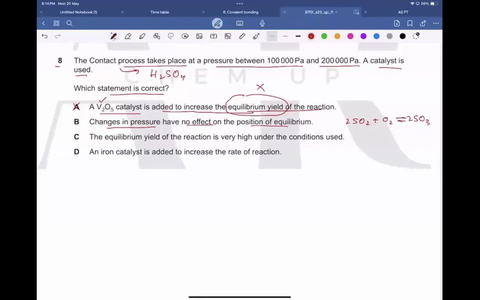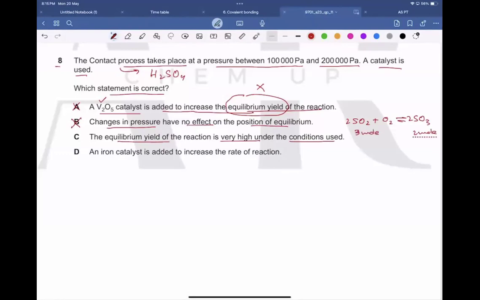There are not equal numbers of moles on both sides. So obviously, a change in pressure affects the equilibrium. So B is wrong. The equilibrium yield of reaction is very high under the conditions used. Yes, because the pressure is very high and there are fewer moles on the product side and more moles on the reactant side. We know that higher pressure shifts the equilibrium to where there are fewer moles. So it can be correct.